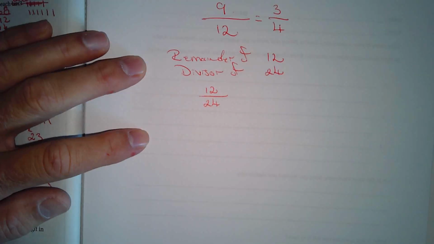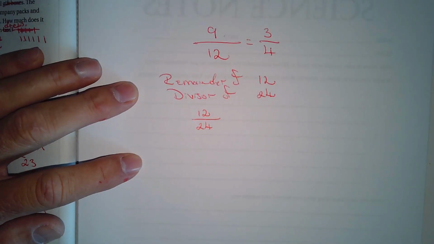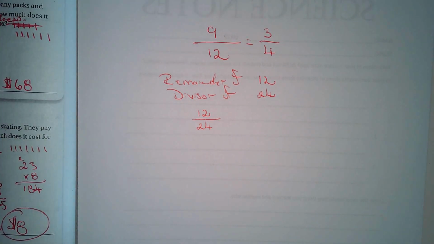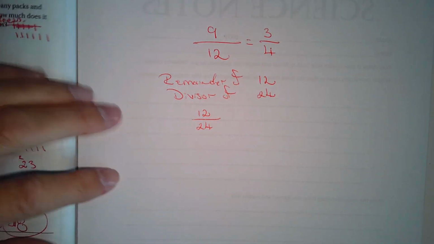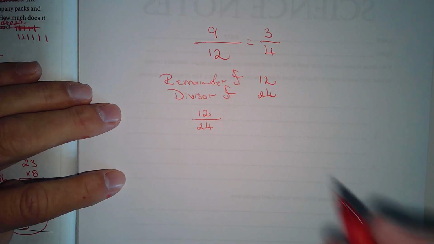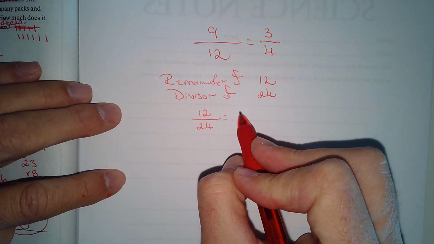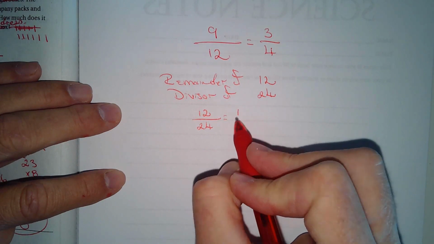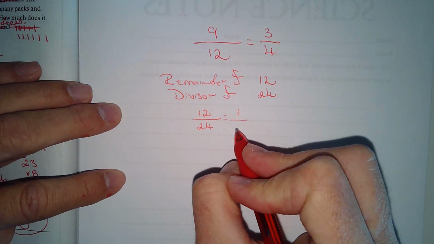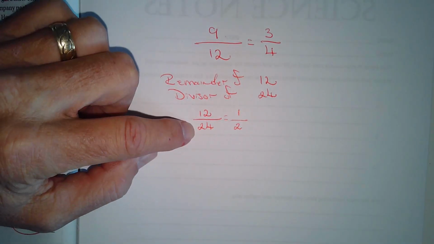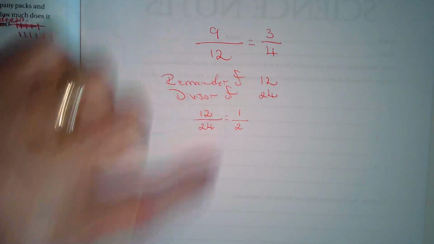Yes. To what? 3. Well, not 3. It's still going to remain a fraction. Mr. Duhamel. You can put 12 fits into both of those. Yeah, 12 fits into both of those. So 12 goes into 12 one time, and goes into 24 two times. So 12 over 24 becomes 1/2.